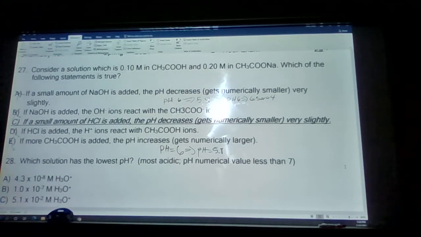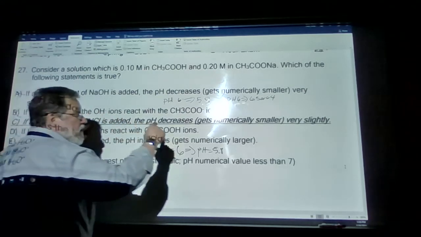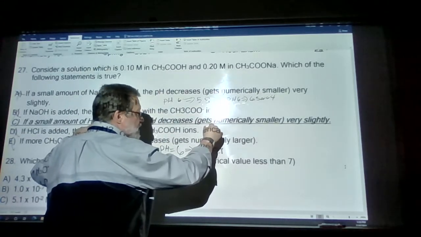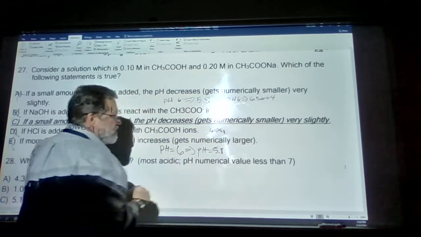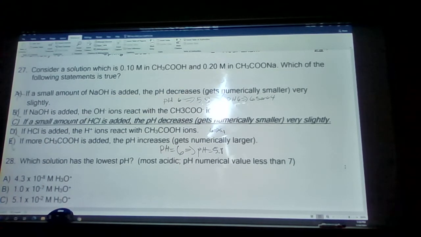Answer C. If a small amount of HCl is added, the pH decreases, gets numerically smaller. So we're adding a strong acid to our buffer. It reacts with the base. So the pH is going to change from 6 down to 5.8. We're decreasing some of the base that's present. We're making it more acidic. 28. No, that was 27. 28.